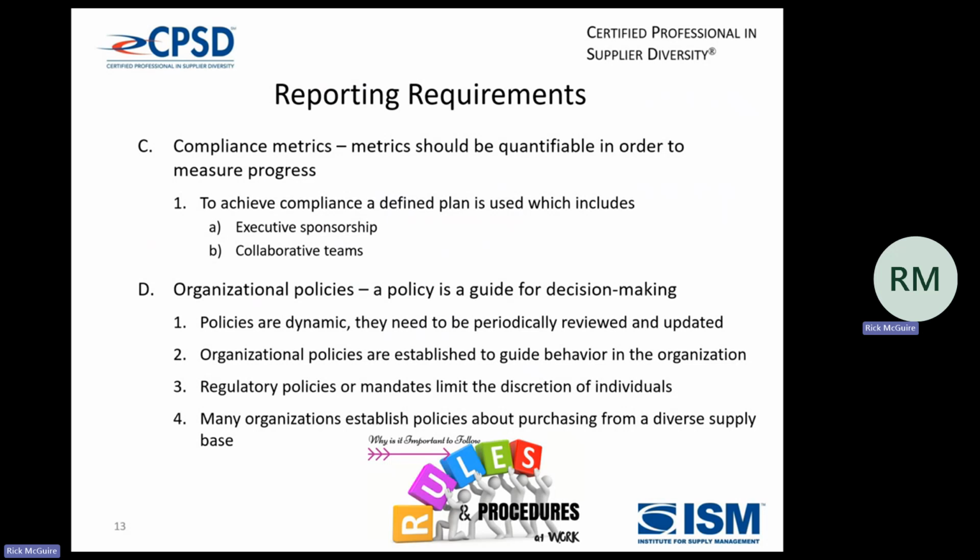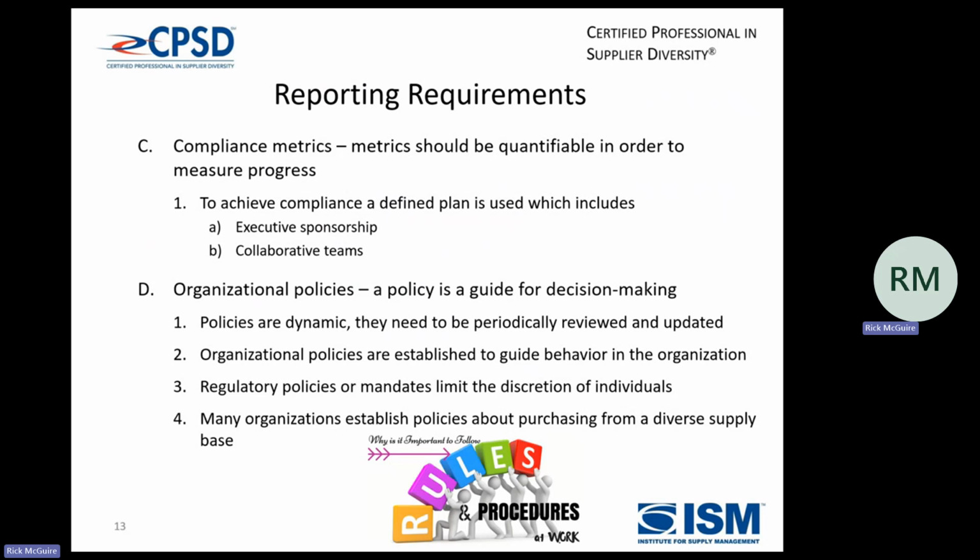Compliance metrics. Metrics should be quantifiable in order to measure progress. To achieve compliance, a defined plan is used, which includes executive sponsorship and teams. Organizational policies. Policy is a guide for decision making. So the hierarchy goes policies, procedures, work instructions, or desk operating instructions. Policies are dynamic. They need to be periodically reviewed and updated. They're set by the top level of the corporation or organization.